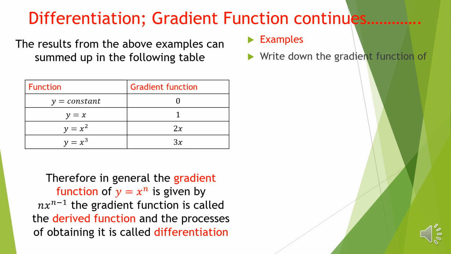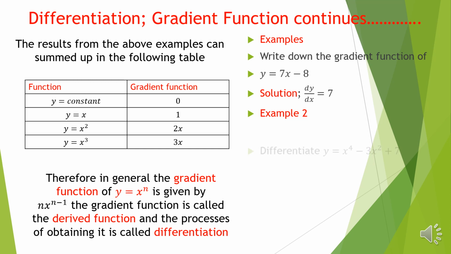The first example says, write down the gradient function of the function y equals 7x minus 8. And therefore, to get the gradient function, the solution will be dy/dx, which is change in y over change in x, equals 7, because we've said the differential of x is 1. So 1 times 7 is 7, and the differential of a constant is 0. So dy/dx equals 7.